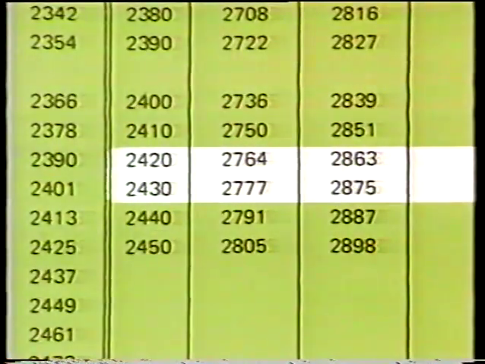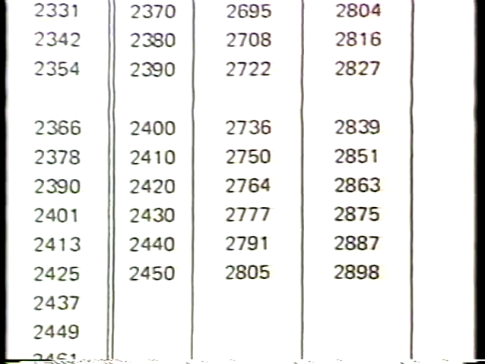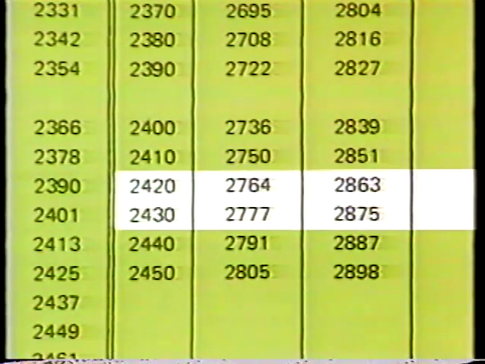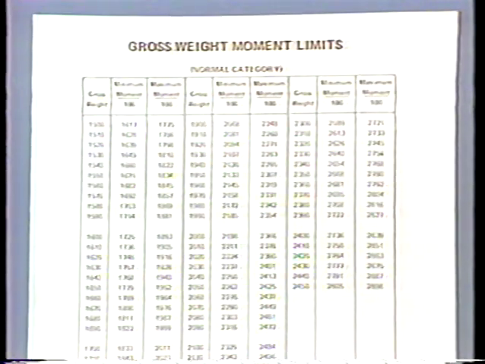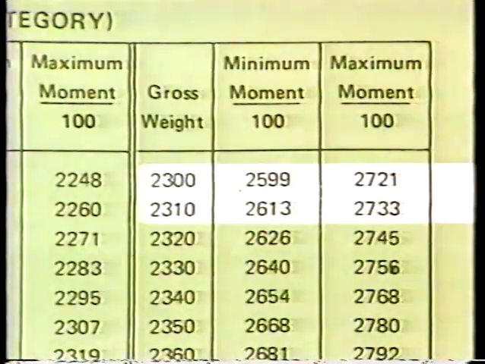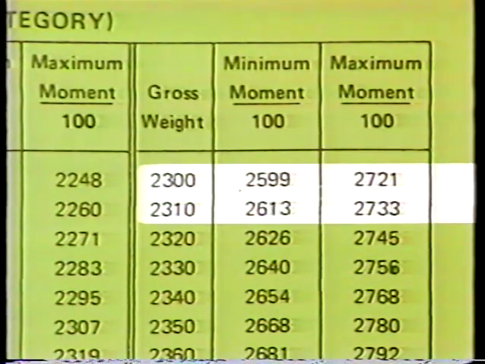For the ramp weight of 2,427 pounds, we refer to the 2,430-pound line. The moment must be between 2,777 and 2,875. And 2,824.5 falls easily within these limits. To determine the moment limits of the takeoff weight of 2,422, refer to the 2,420-pound line. 2,818.5 again falls easily between 2,764 and 2,863. Last, for a landing condition of 2,302 pounds and 2,678.5 moment, refer to the 2,300-pound line. And the moment must fall between 2,599 and 2,721.